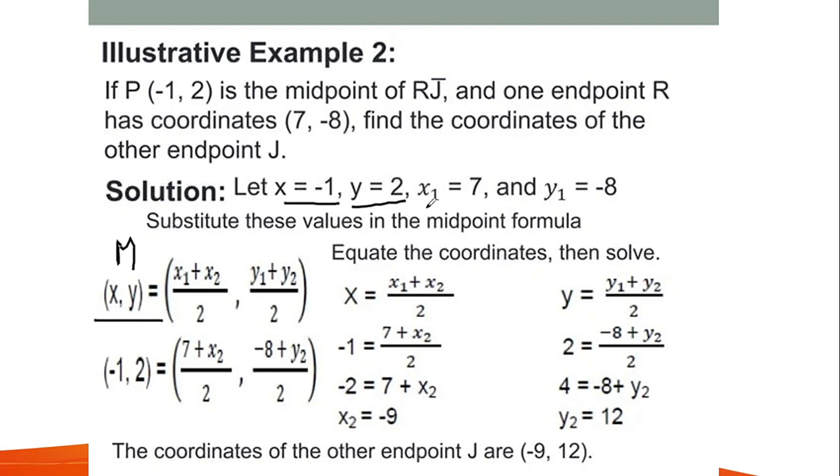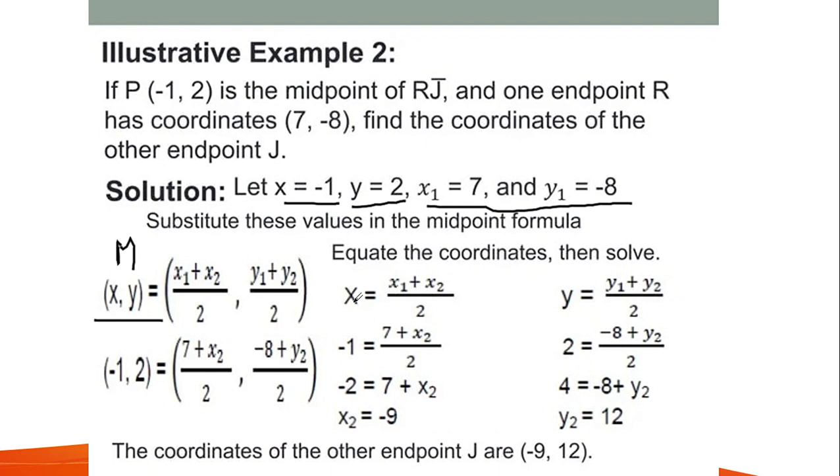Then this is one of our endpoints. We have x sub 1 is equal to 7 and y sub 1 is equal to negative 8. So the midpoint, we put it outside. That's (negative 1, 2) is equal to (7 plus x sub 2 over 2, negative 8 plus y sub 2 over 2). We will separate x and y so that we can solve.